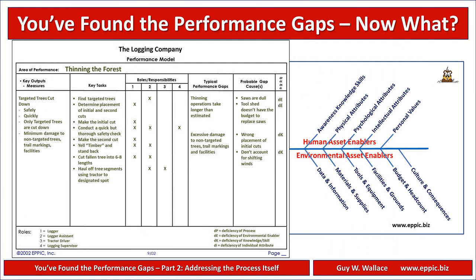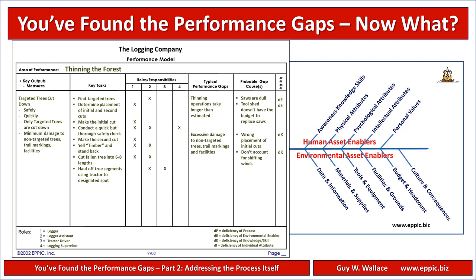Now, another way of looking at the process itself is using a device I call a performance model. And here's a made-up example for the logging company, and the area of performance or major duty or key results area or accomplishment is thinning the forest. There's certain outputs and there's certain measures for those outputs. Associated with the output is a set of tasks, the key tasks, macro tasks, mid-level tasks, micro tasks, depending on what your need is downstream for yourself as to how much detail you would generate at this particular stage.